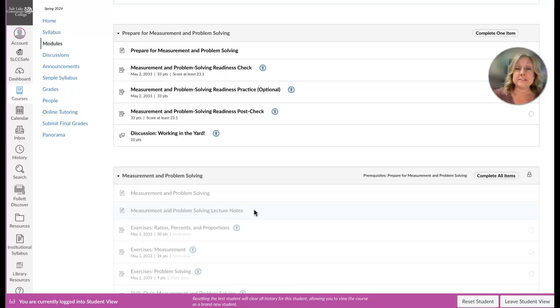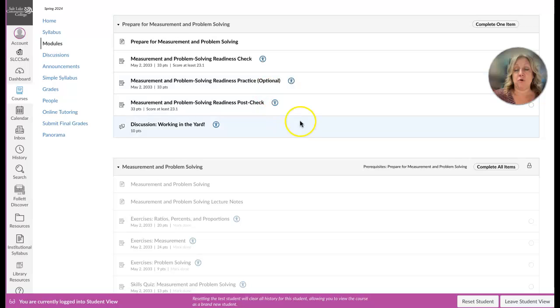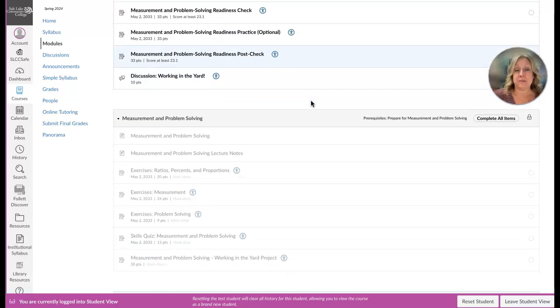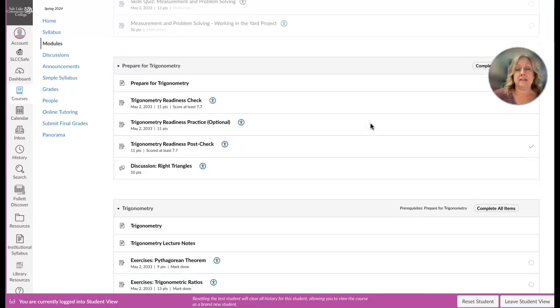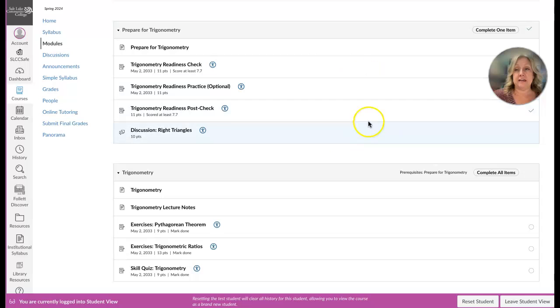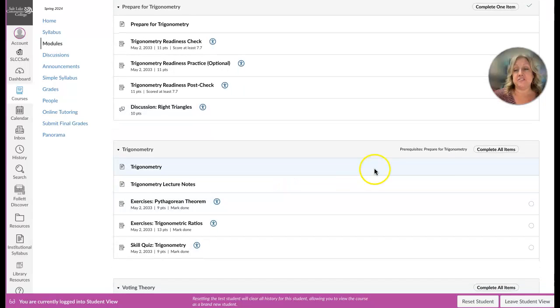So I went in as a student and I didn't take the readiness check for problem solving, and so you can see that this unit is still locked. However, in the prepare for trigonometry, the next one, I did take the readiness check. I got above a 70%, so you can see that this unit is now unlocked for me to be able to work on the stuff that is here.